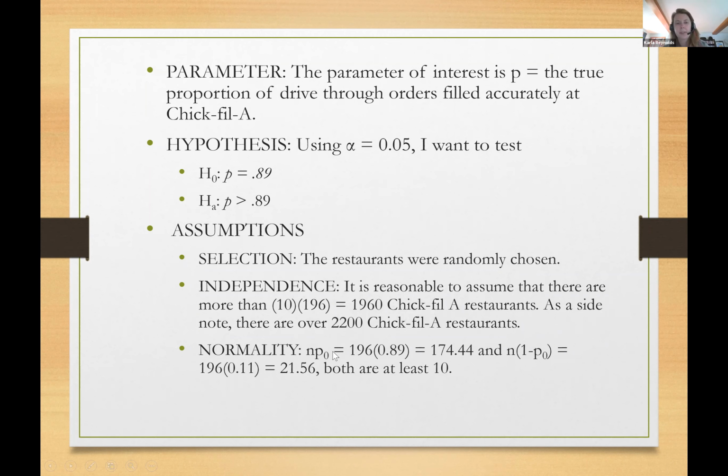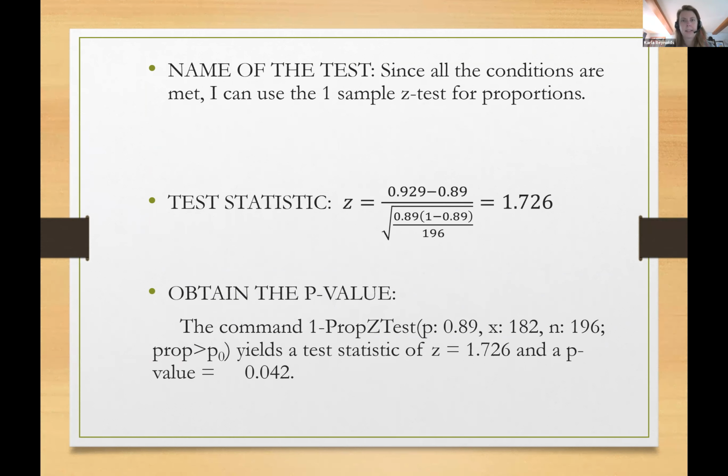And then for normality, the np check, you can use the null hypothesis for the p-value there. So 0.89, and then 1 minus p is 0.11, and both are at least 10. So we can say that due to the central limit theorem, our sampling distribution is approximately normal. All right. Then if you haven't named the test already, you want to name the test. So it's a one sample z-test for proportions. You want to make sure you say for proportions because we have z-test for means.